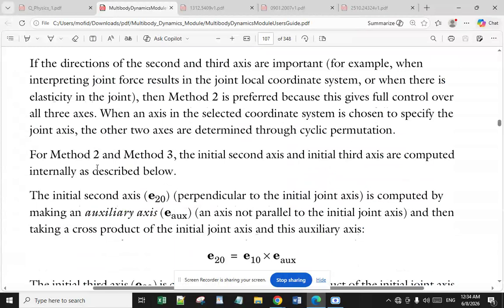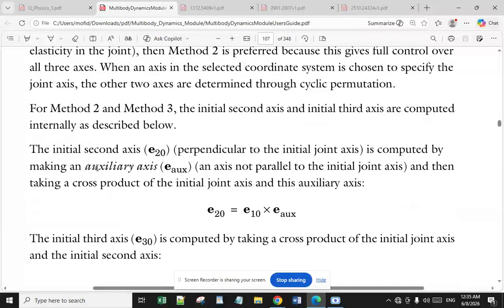When an axis in the selected coordinate system is chosen to specify the joint axis, the other two axes are determined through cyclic permutation. For method 2 and method 3, the initial second axis and initial third axis are computed internally as described below. The initial second axis E20 perpendicular to the initial joint axis is computed by making an auxiliary axis E auxiliary, an axis not parallel to the initial joint axis, and then taking a cross product of the initial joint axis and the auxiliary axis.